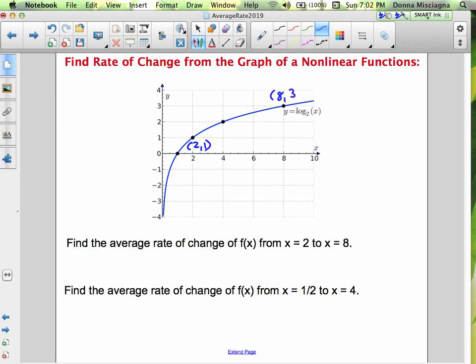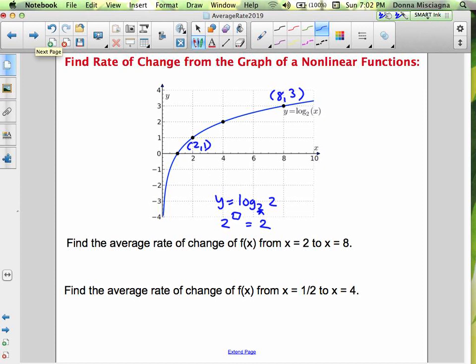I'm saying the right thing. When x is 8, y is 3. All right, so now what if we didn't have a graph, and we just knew the 2 and the 8? Well, y equals log base 2 of 2. In other words, 2 to what power is 2?